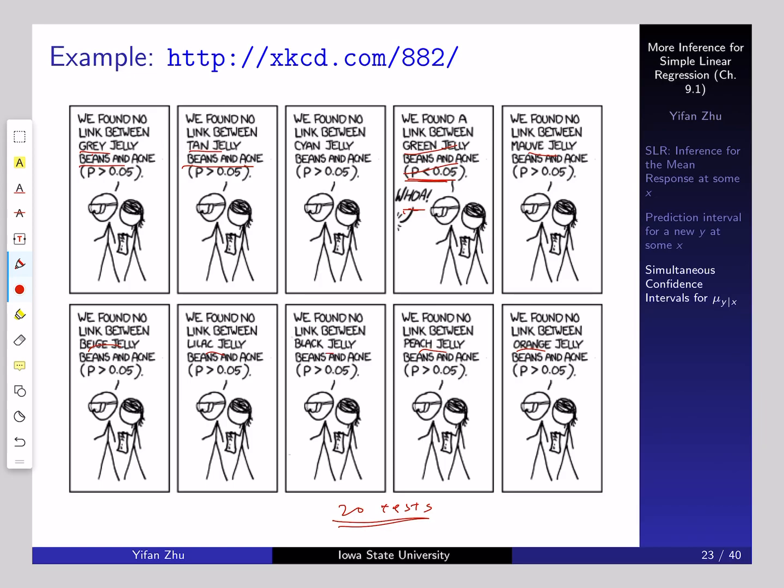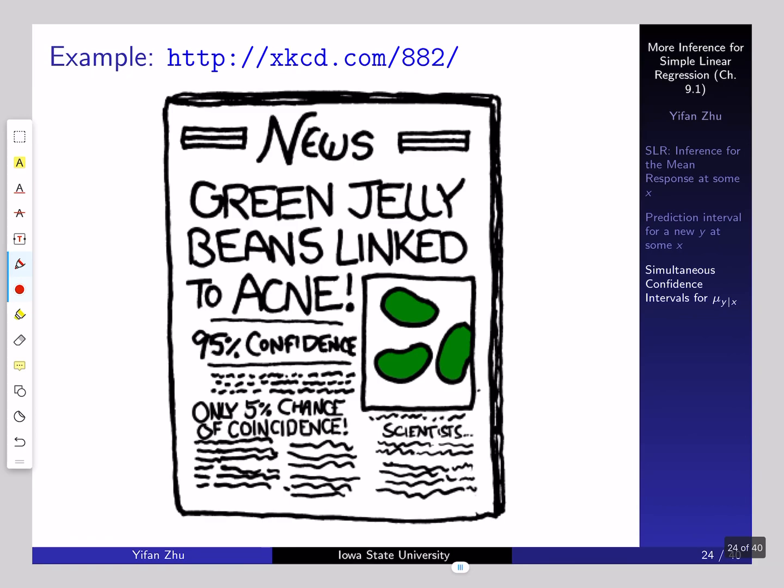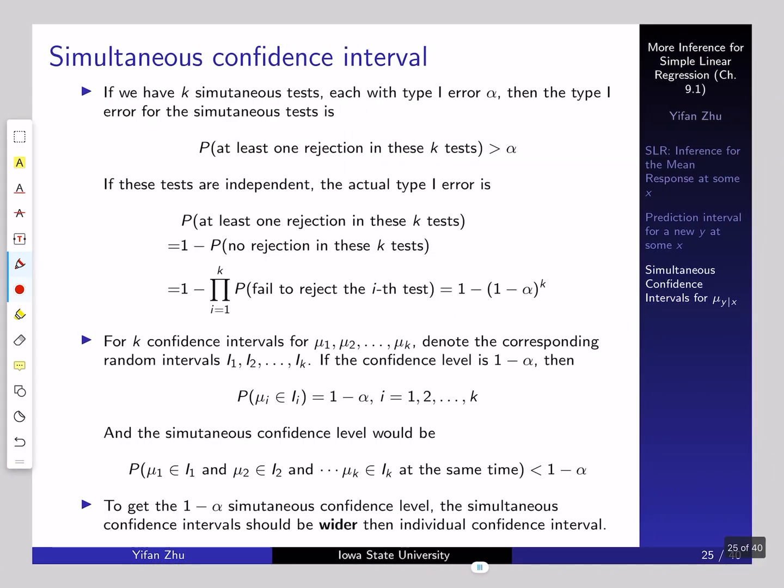But if you have an idea of the type 1 error, then you know that if the type 1 error is 0.05, you should expect to get a rejection in these 20 tests, because that is the error you made. That one test is the error you made. But they don't know. Then in the next day's news, there is an article that green jelly beans are linked to acne with 95% confidence. So this is a problem caused by multiple tests. In this case, you need to consider the simultaneity.